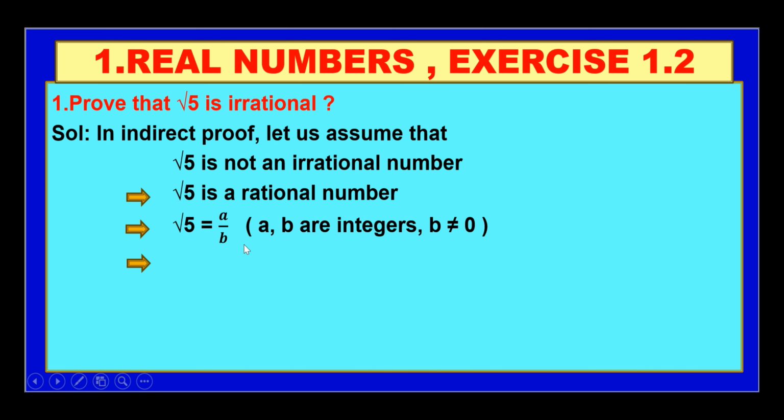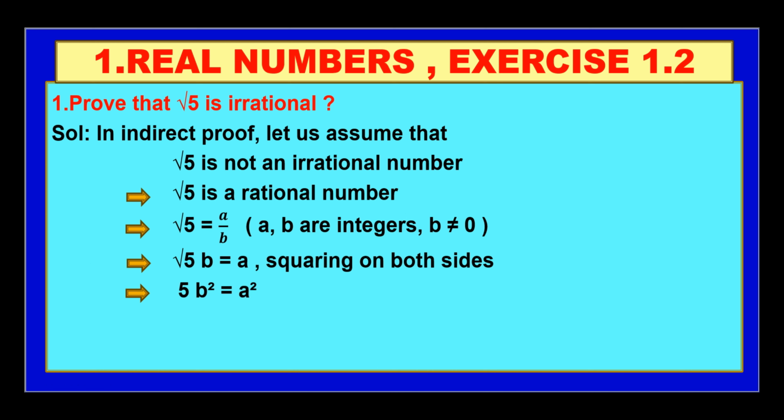Here b divides a; on the other side, if we take it to the LHS, then b should multiply root 5. Therefore root 5 into b is equal to a. Since there is a root 5, in order to remove it, let us square this equation on both sides. The equation is root 5 into b is equal to a, and let us square this. LHS whole square is equal to RHS whole square. If you square this, root 5 whole square is 5 and b whole square is b square, so 5b square is equal to the RHS, a whole square, which is a square.